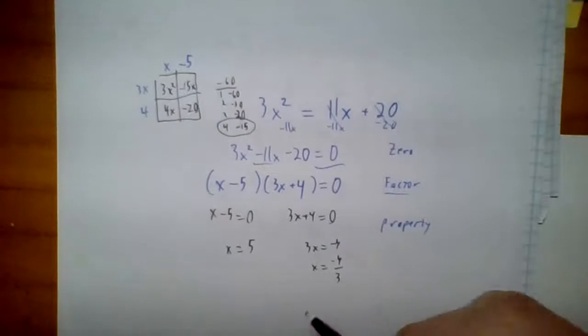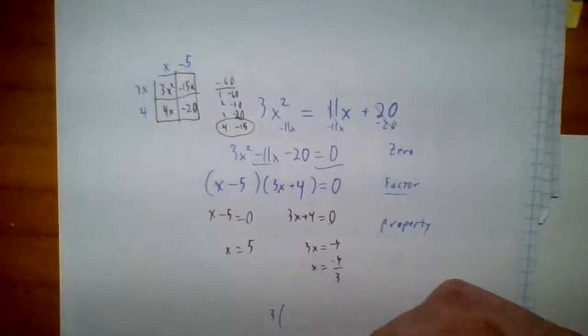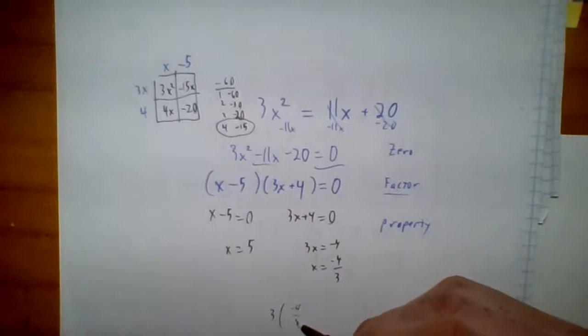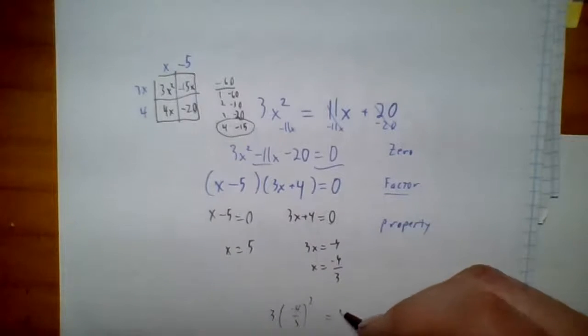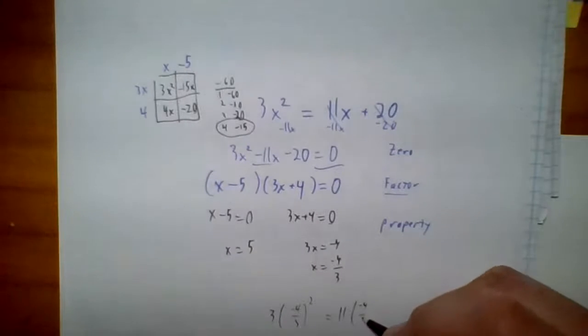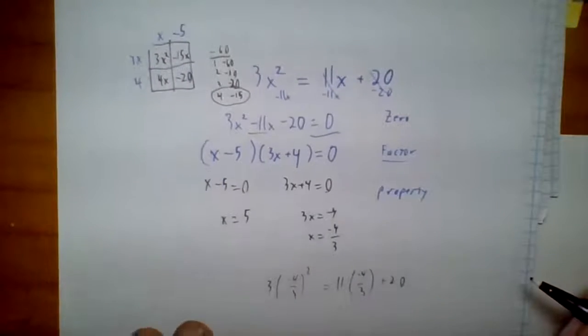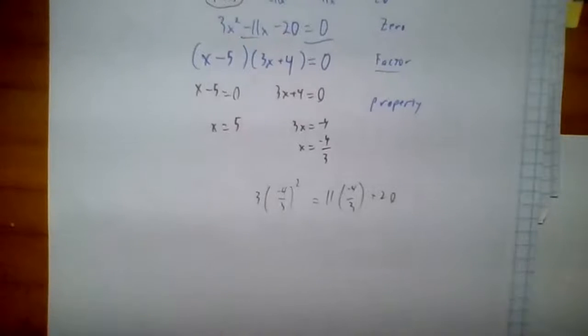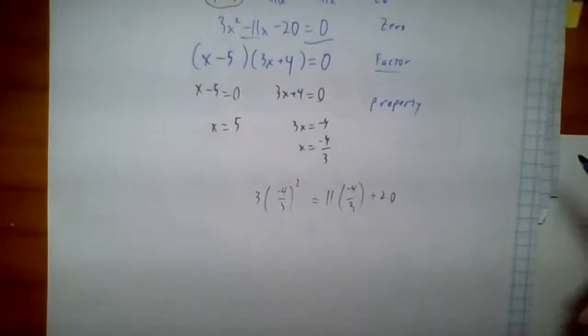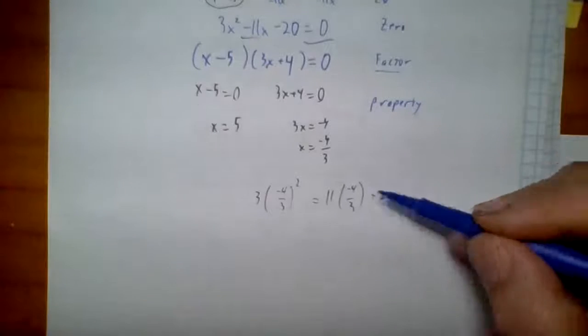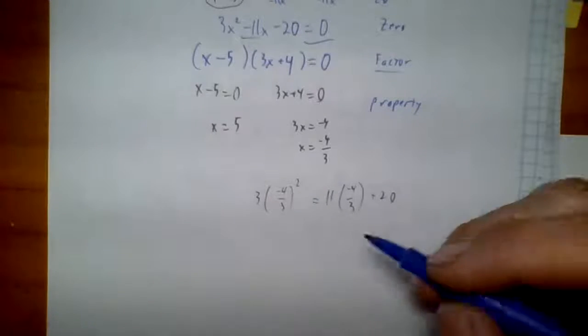If I plug those into the original, I should get what I'm supposed to get here. This should come out the same on both sides. If I do the check carefully here, I've got to deal with 3 times negative 4/3 squared. The original equation is supposed to equal 11 times x plus 20. So I substituted in the x value here. Work out what that is.